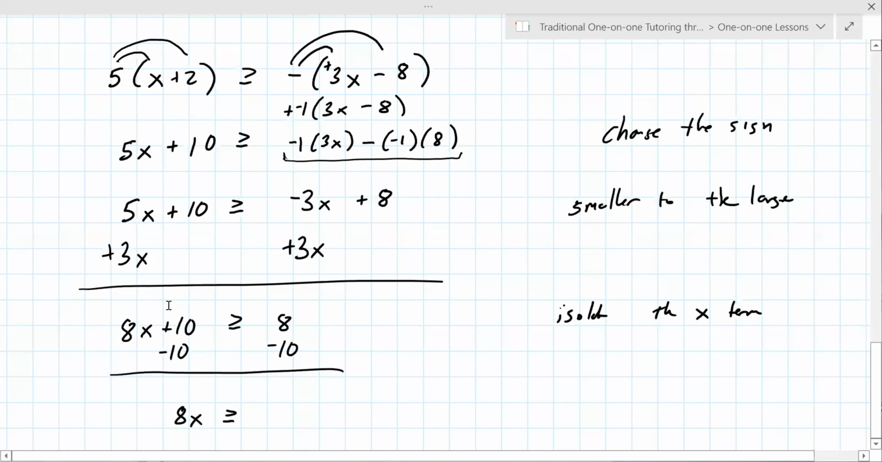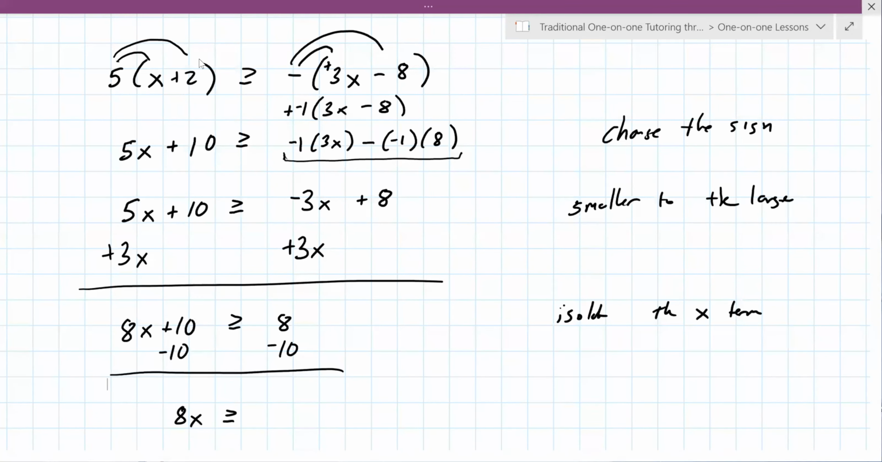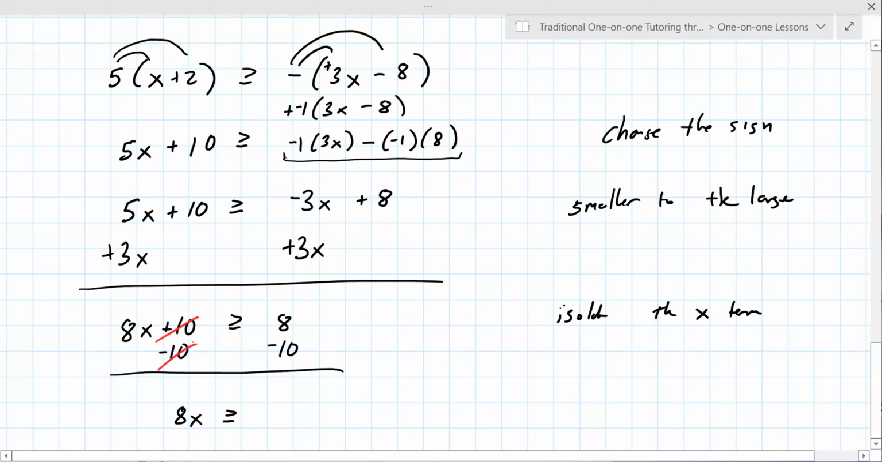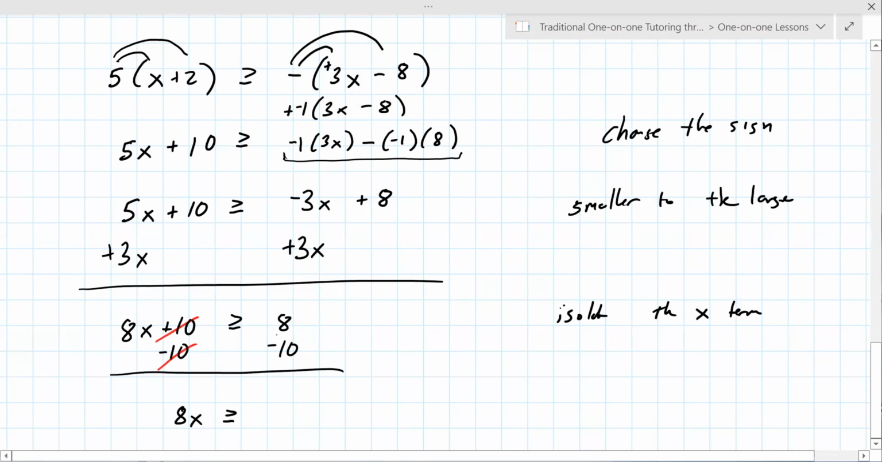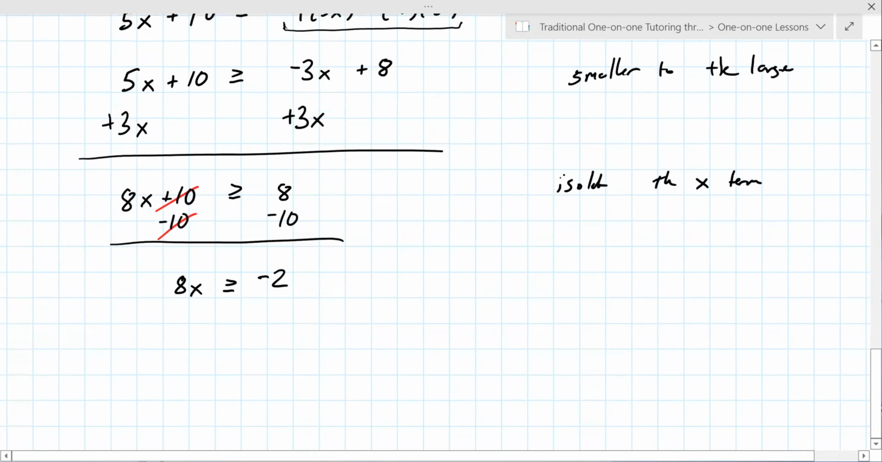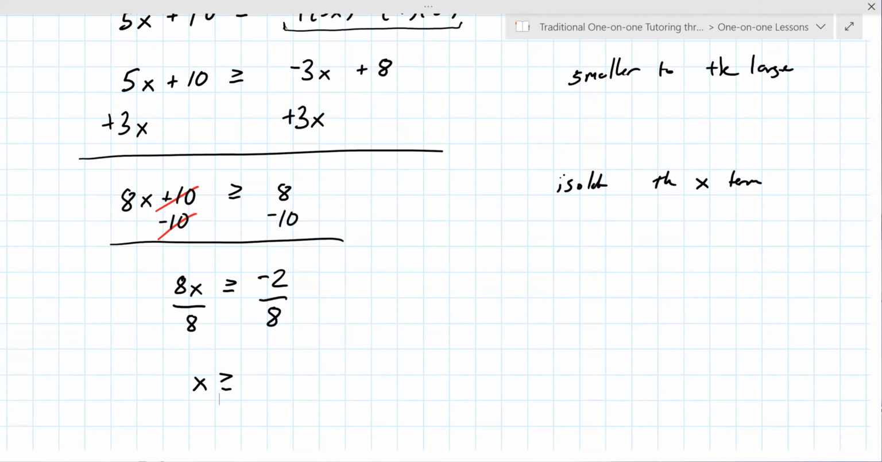All right, so that's what clears it. You can see that they cancel. They're opposite, meaning they undo each other. You got to be careful with some of that language, but what is 8 minus 10? Negative 2. Good. And divide both sides by 8 here. So x is greater than or equal to, can you tell me what this reduces to as a fraction? Negative 4. That would be 8 divided by -2.